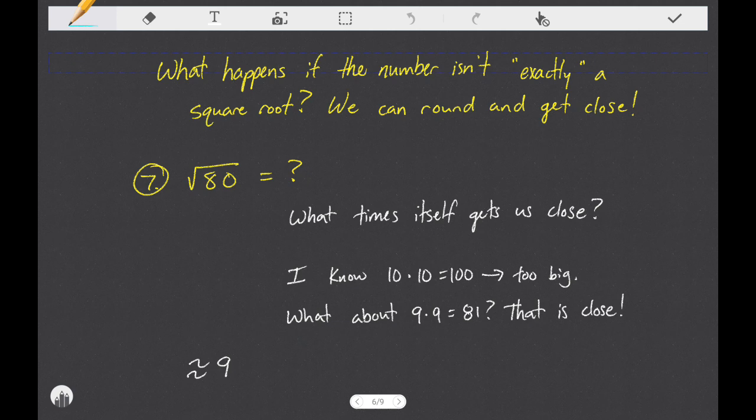So here's a question I know is burning in everyone's mind. What happens if the number isn't exactly a perfect square? Like, what if it's not 25? What if it's 26? What if it's 29? And no perfect number works out. Well, we can still round to get really close.